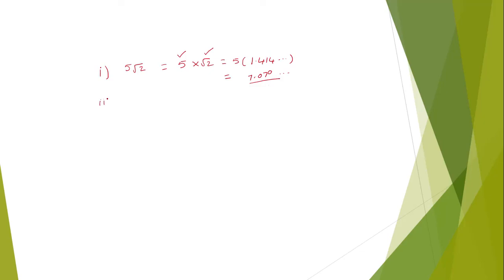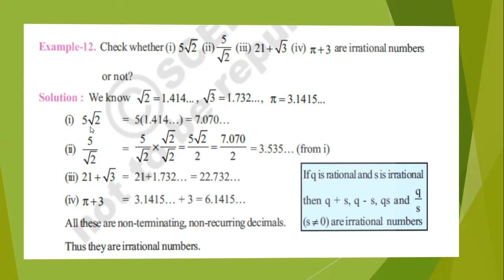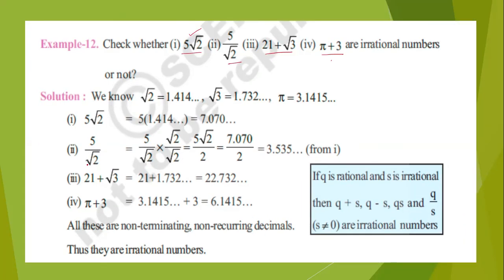What is the second example? 5 by root 2. How do you perform this one? You may look here. The previous one is a product, multiplication. The present one is division. 5 by root 2, you may rewrite this one like this for our convenience.